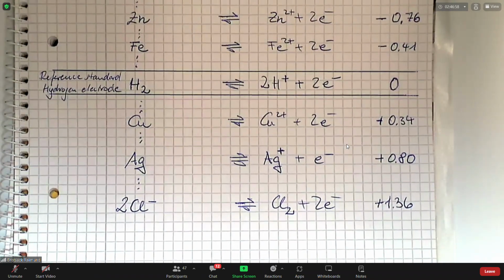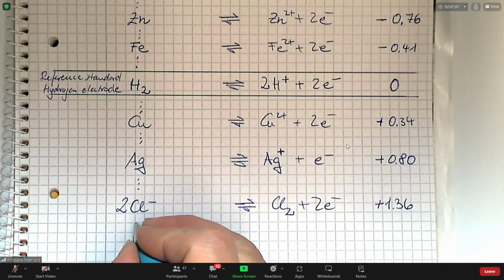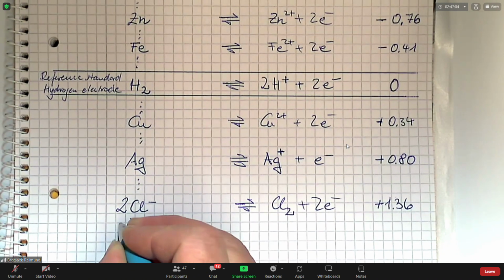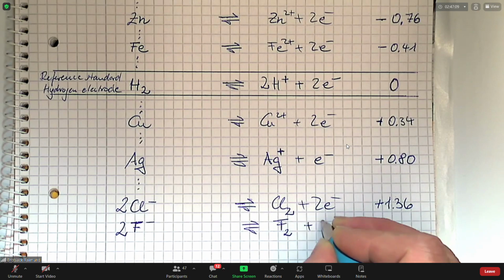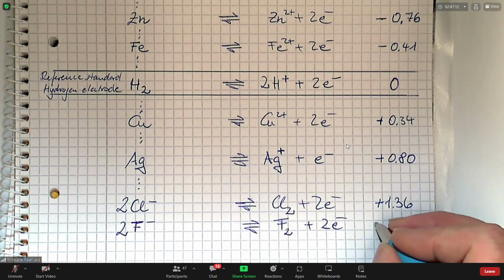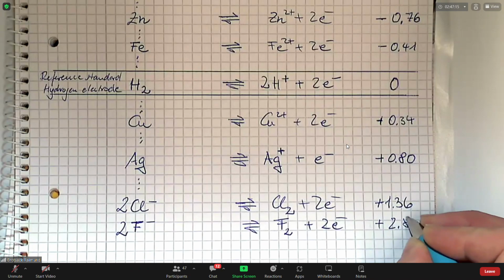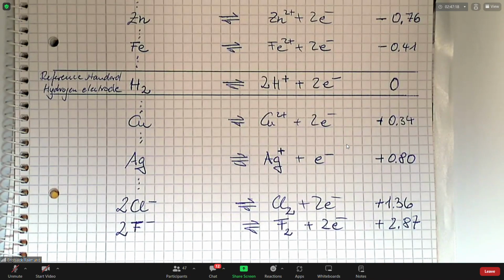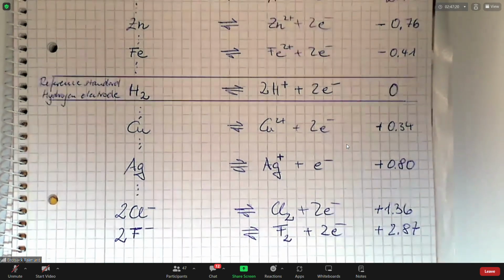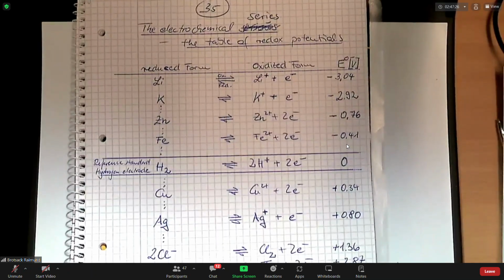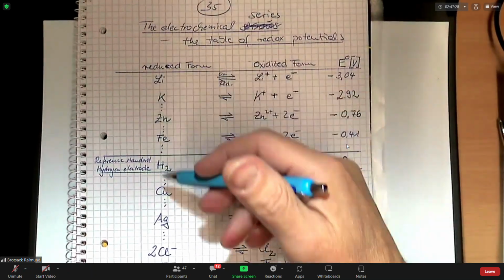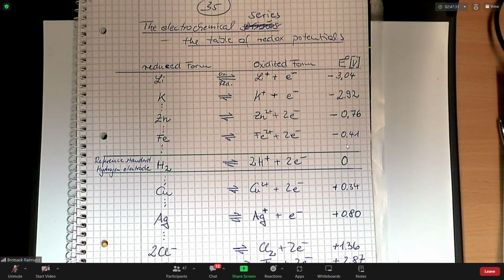And the most stable one is the fluorine, F minus. Even here, fluorine gas and 2 electrons. Here we have plus 2.87. And this is a small view into the table of redox potentials. Of course, there are many more systems, but to show you that's the strategy.